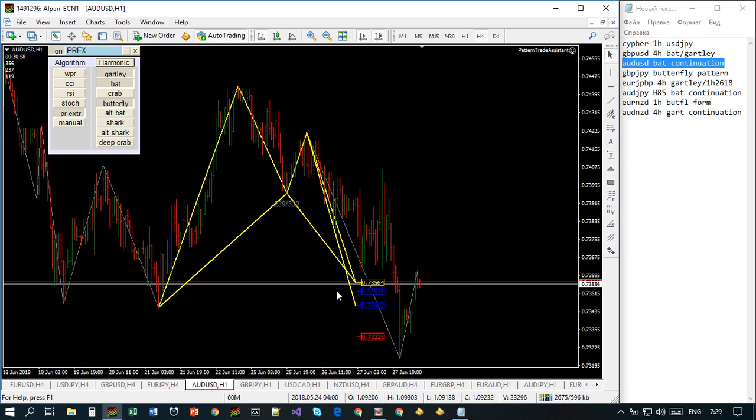Aussie dollar, 1 hour continuation, this one. Oh, we had a reversal bar, and if this bar triggers to the downside, triggers the entry, it will be a nice entry opportunity. Aussie dollar baht continuation is the favorite.